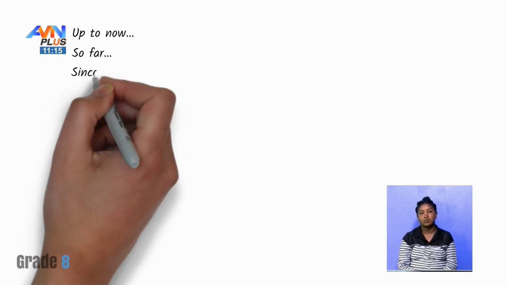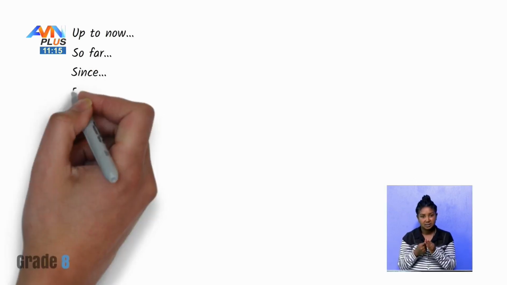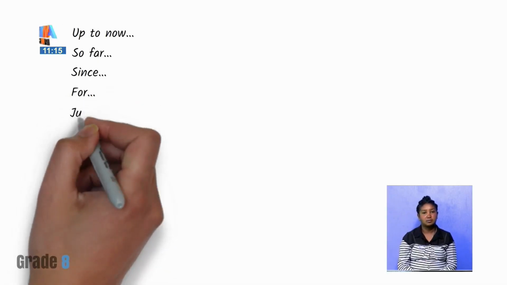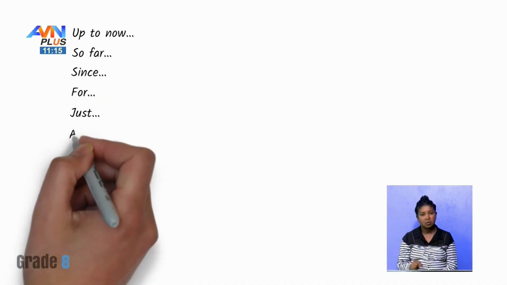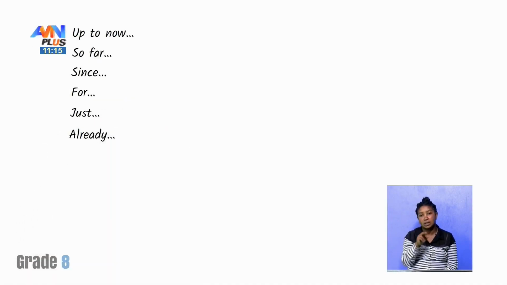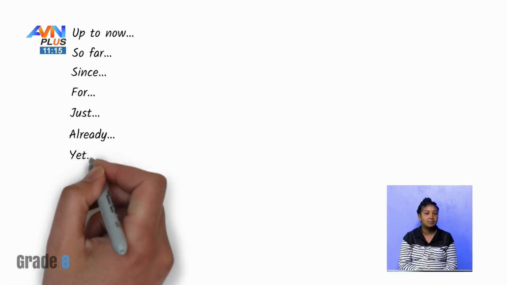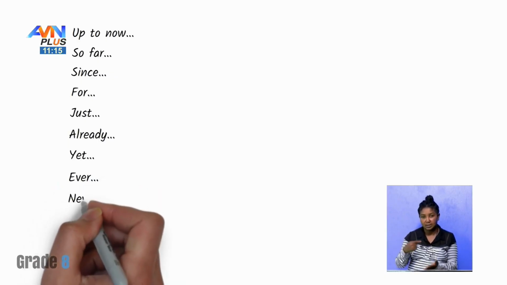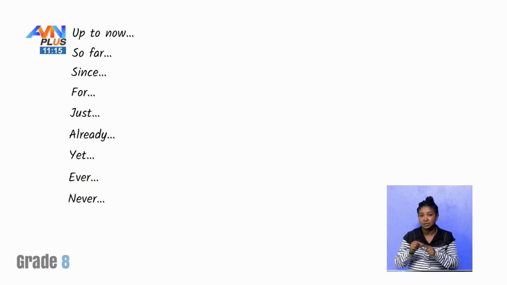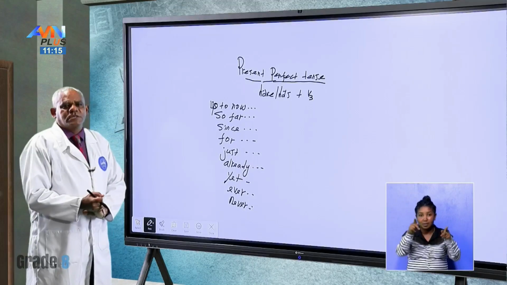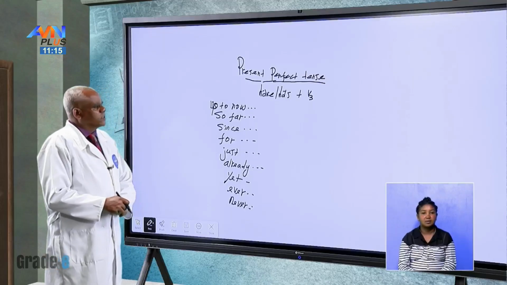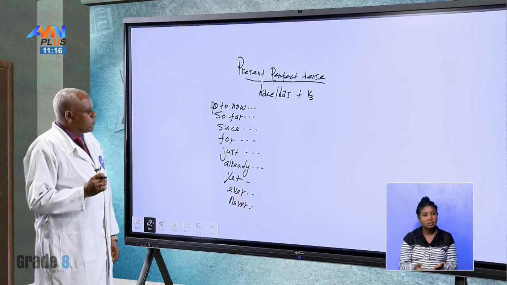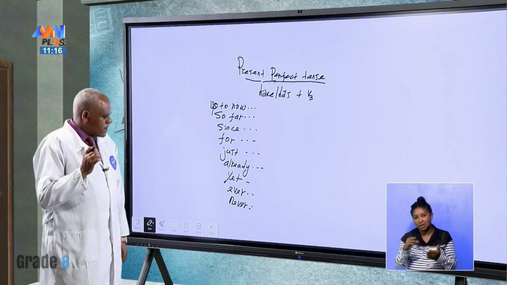It's not only this, right? Since. And that is also for. If you like, just, already, yet, ever, and never too. Look, these are possible words that you have to use while you are making what, present perfect. I'm happy to give you some sample examples using these forms: up to now, so far, since, for, just, already, yet, ever, never.